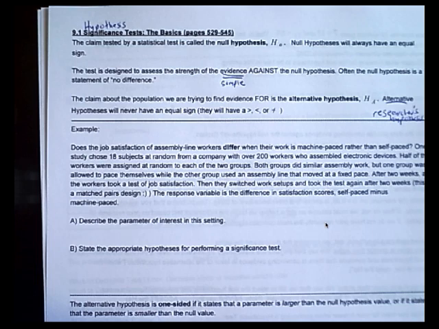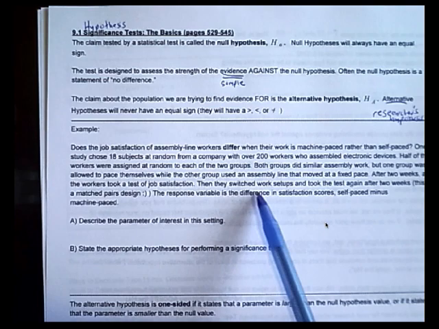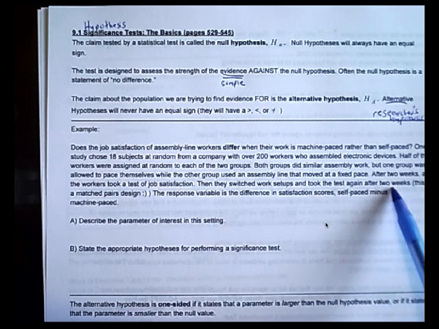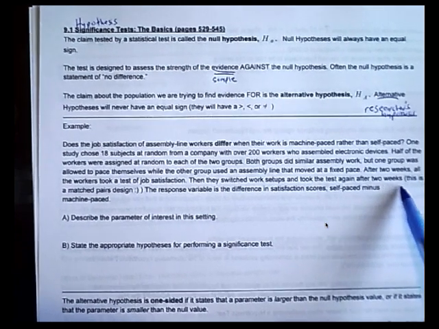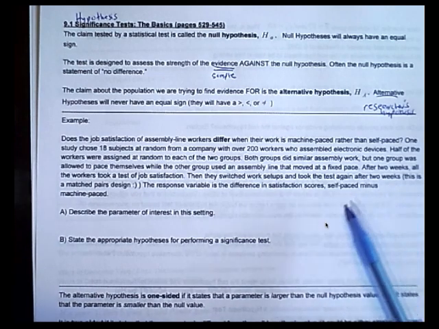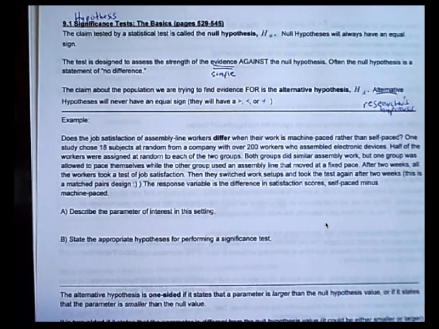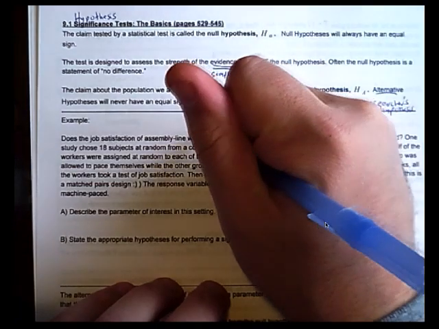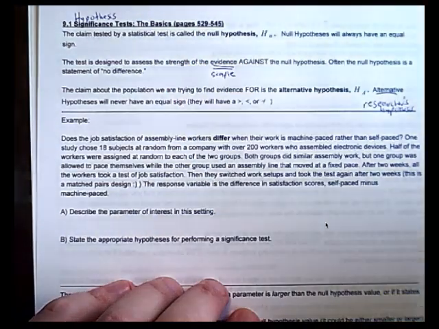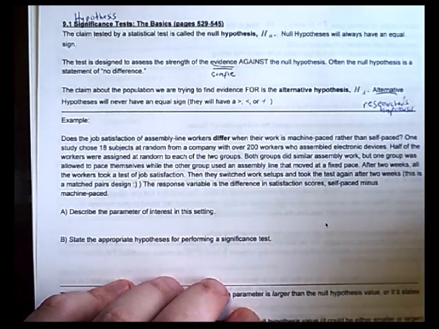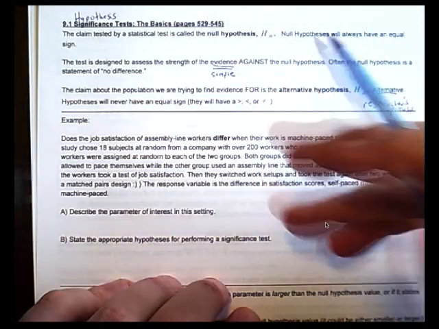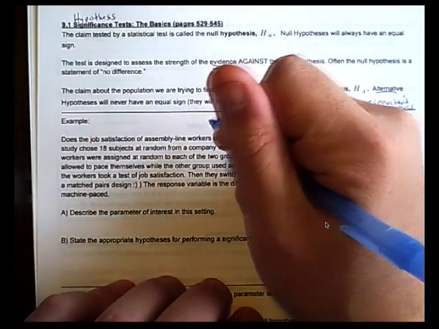After 2 weeks, all the workers took a test of job satisfaction. Then they switched work setups and took the test again after 2 weeks. So this is a matched pairs design. Each person is acting as their own control. It says the response variable is the difference in satisfaction score, self-paced minus machine-paced. So they did the self-paced and the machine-paced in whatever order, random order, or random assignment.